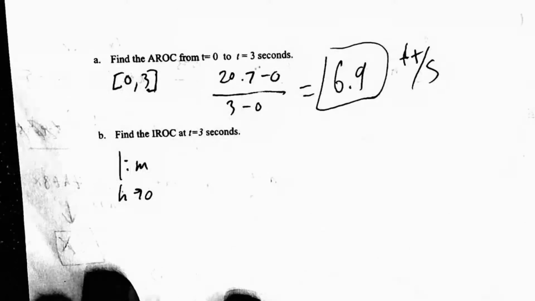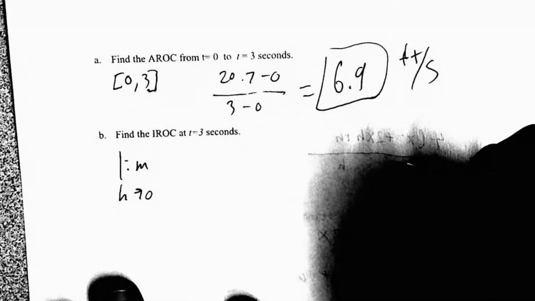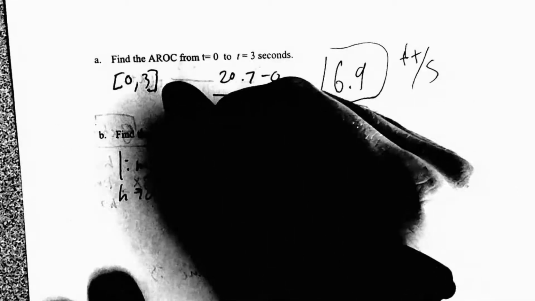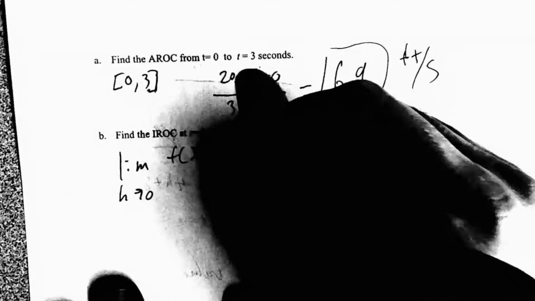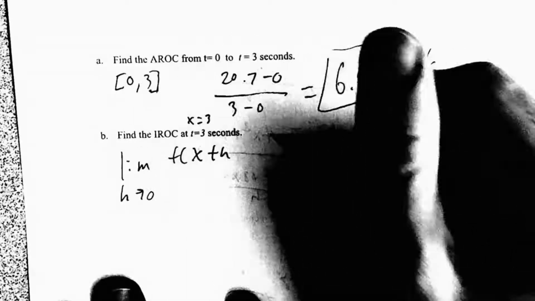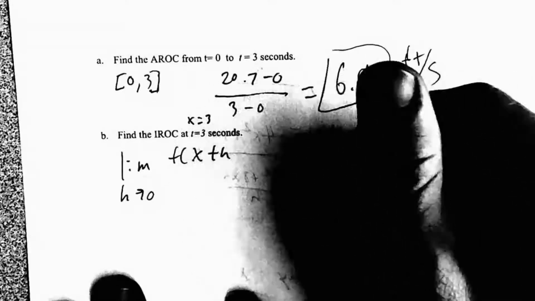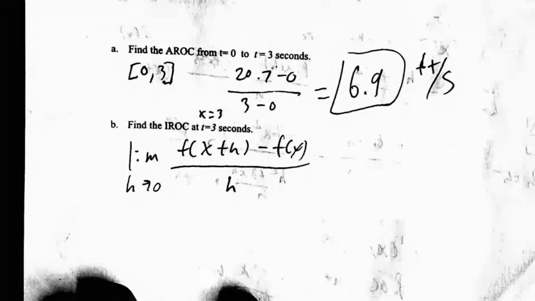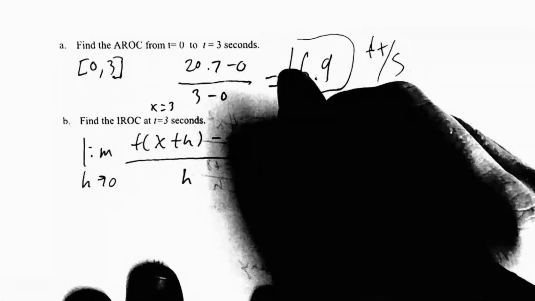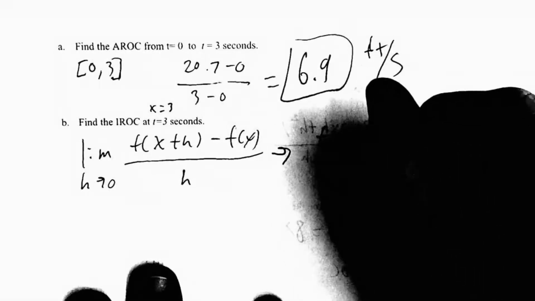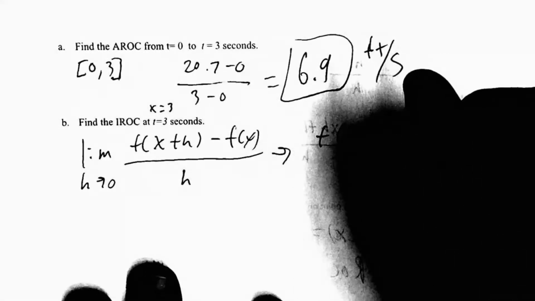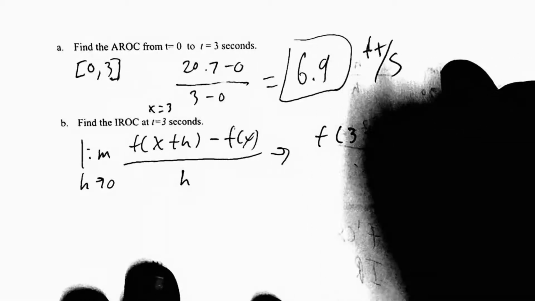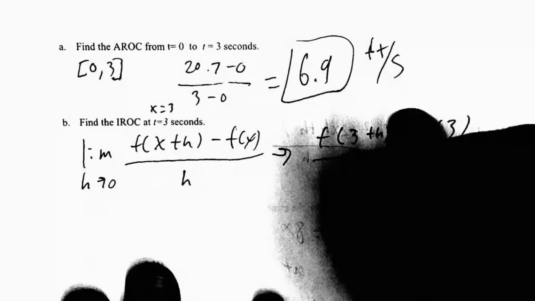Again, that formula: limit as h goes to 0 of f of x plus h minus f of x over h. I'm going to write it as x because the pluses and the t's just get so ugly. Even though it says t, I'm writing it as x. Remember, I'm given that value, so I can plug in the value. So I'm going to do f of 3 plus h minus f of 3 over h.